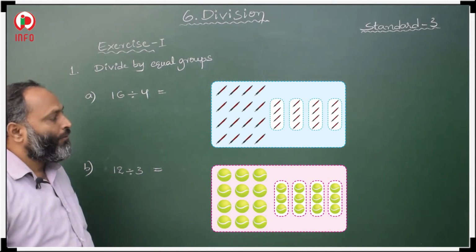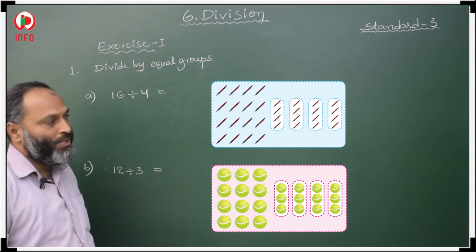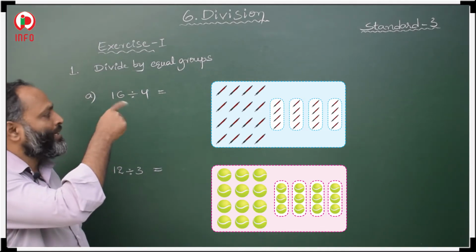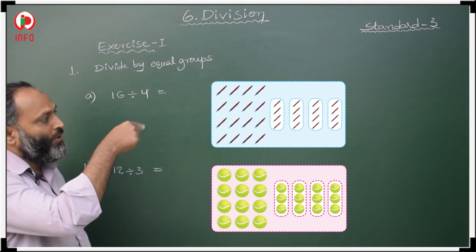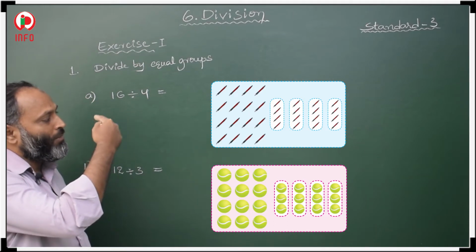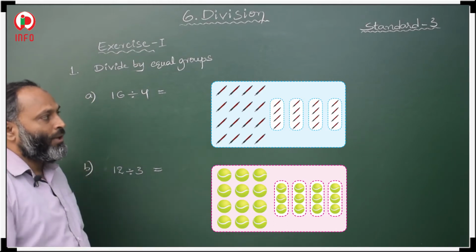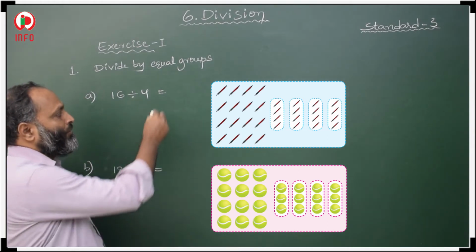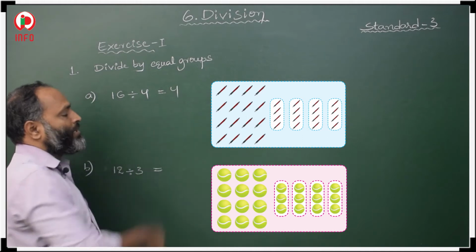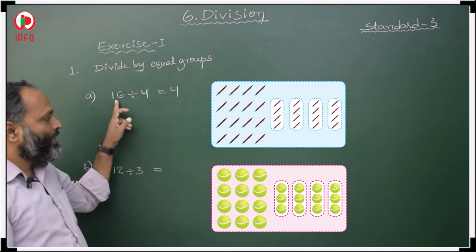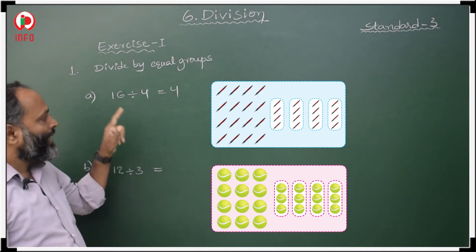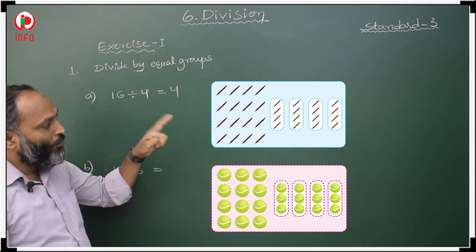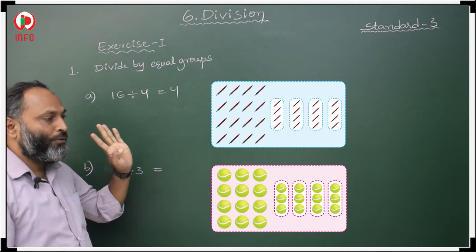If we make 4 pens in each group, then make a circle: 4 groups, 4 circles, 4 pens in one group, another 4 pens in one group, another 4 pens in one group, another 4 pens in one group. Then how many groups do we form there? 4 groups. So if there were 16 pens in total and we take 4 pens in each group, then we can form 4 groups.